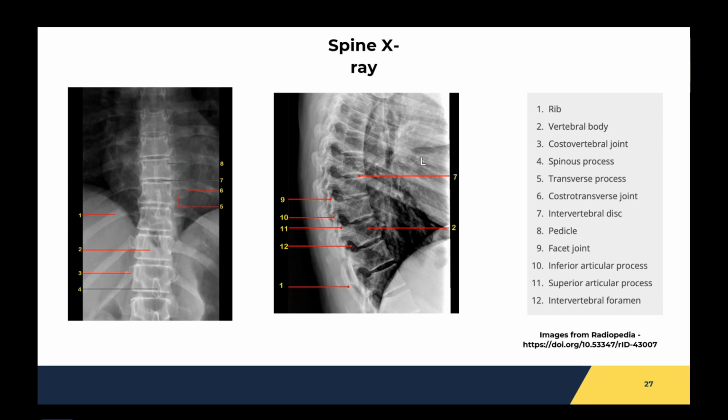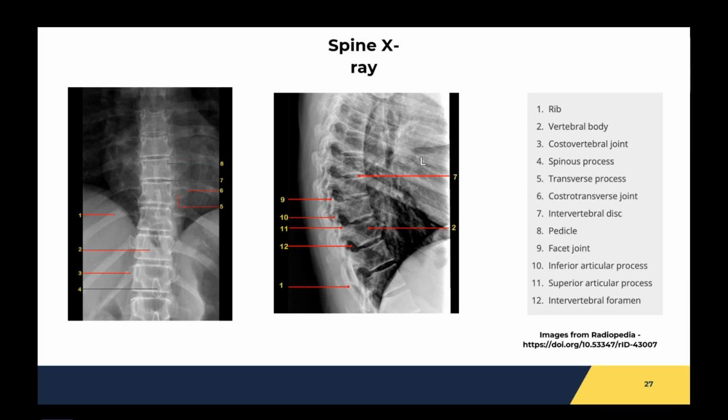So I'm going to move on to the next part of the session. So this is going to be on the spine, so specifically the thoracic and lumbar spine. So before we get into any cases, I just want to go through some basic anatomy and some spinal imaging. So just firstly, spinal X-rays.